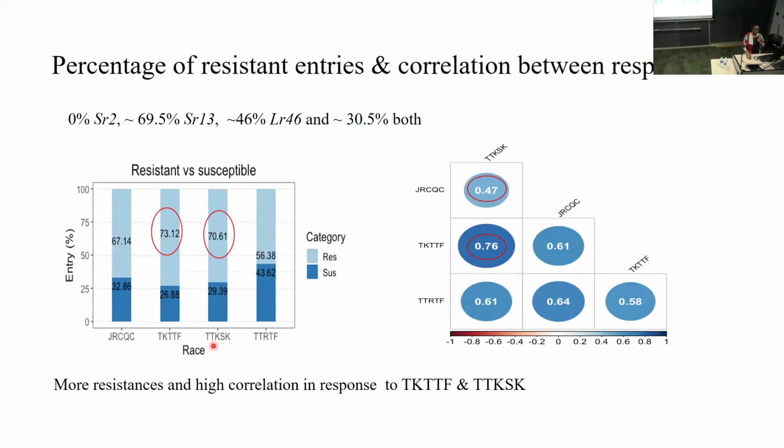So this is also the correlation between the response of the four races. The TTK-SK and the TK-TTF response is high. This is because of the resistance of the Durum to these two races, but these races are still virulent on another more frequent gene, SR9E. That's why we included them in here.